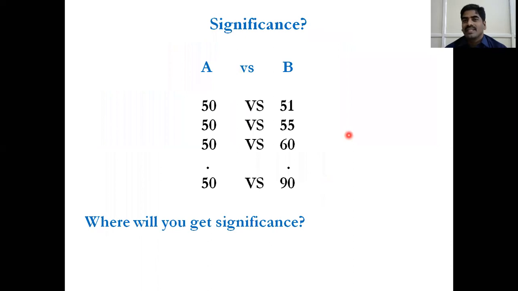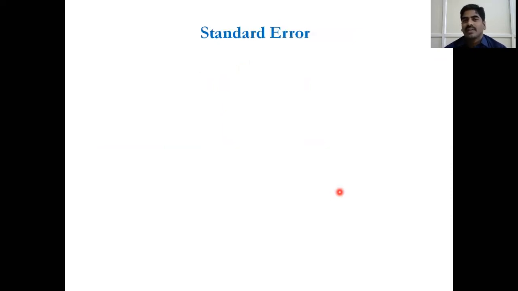So where will you get the significance? Suppose B got only 50, the difference is less. Here the difference is 5, here the difference is 10, and here the difference is 40. Where will you get the significance? By using appropriate statistical methods, you can find whether the difference is statistically significant or not. Okay, I will explain with an example.